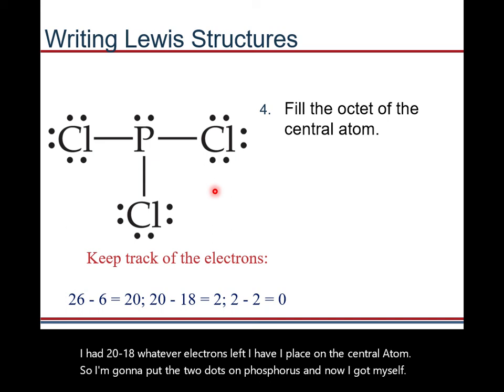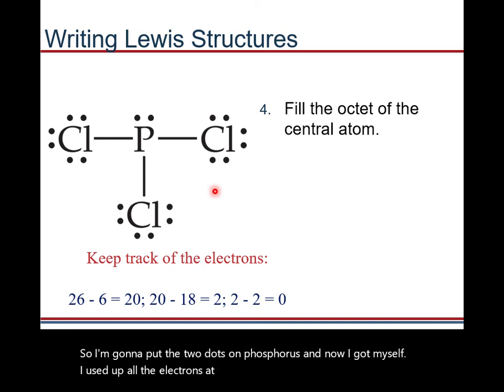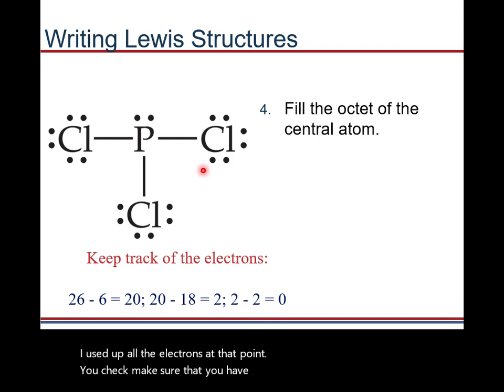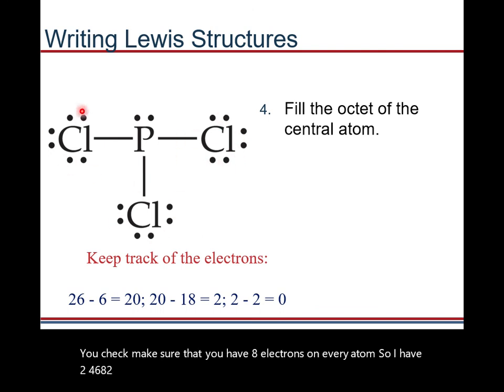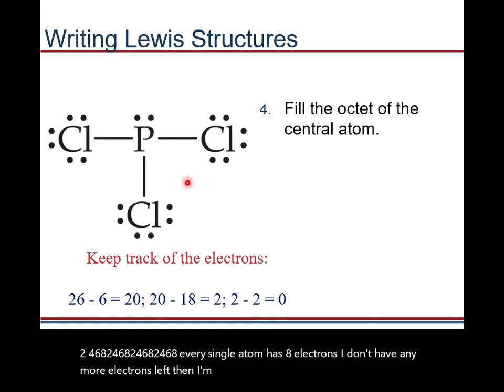I used up all the electrons. At that point, you check. Make sure that you have 8 electrons on every atom. So I have 2, 4, 6, 8 on each of the 4 atoms. Every single atom has 8 electrons. I don't have any more electrons left. Then I'm done. My structure is done, and that is the Lewis structure for PCl3.